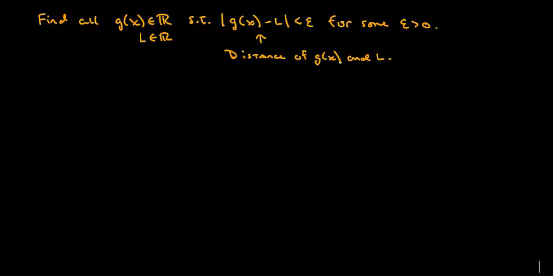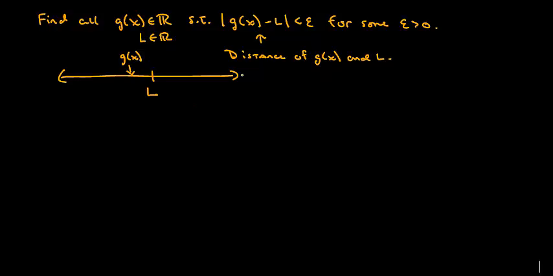So g of x is the guy that gets to vary. L is fixed, and for right now, epsilon, we're going to consider that a fixed value. It's stuck. So what this says, if we have a number line, here's L, and g of x is somewhere on this number line. We don't know where it is. Let's just pretend it's here for right now. We'll pick an arbitrary spot so that you can visualize this.